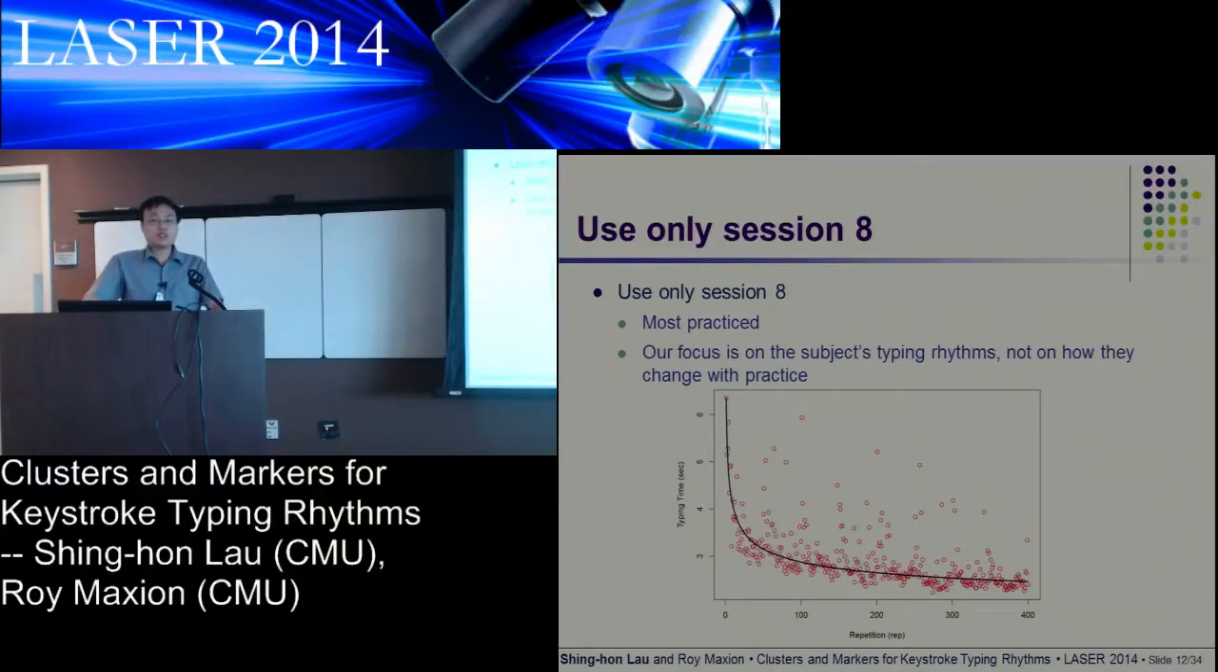The issue is that as somebody types a password more and more often, and you've probably encountered this yourself, when you have a new password, at the beginning you're getting a lot better at typing it, and eventually you plateau in your performance. You don't change very much between successive repetitions. So the reason that we're using only the 8th and final session is that our interest here is in the subject's typing rhythms. We're not interested in how these typing rhythms are changing with practice. If we were to use all of the data available to us, we risk confounding our experiment by capturing practice effects and potentially finding markers for practice instead of markers for what we're actually interested in.